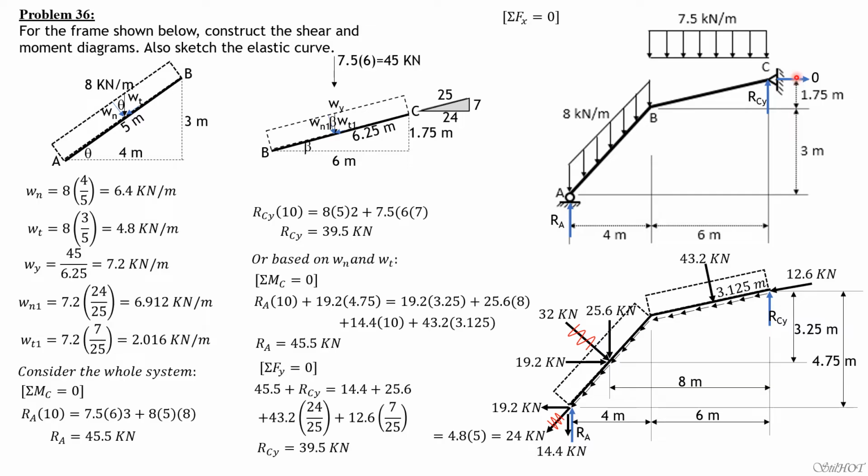Then let's check R sub CX, summation forces X equals 0. So we have 19.2 R sub CX plus 19.2 plus horizontal component of 43.2, which is 43.2 times 7 over 25, then minus 19.2, then minus horizontal component of 12.6 times 24 over 25, or cosine of beta. Then the result is 0. So that proves that RCX is 0. So that's it for this portion. Let's continue this on the next slide.